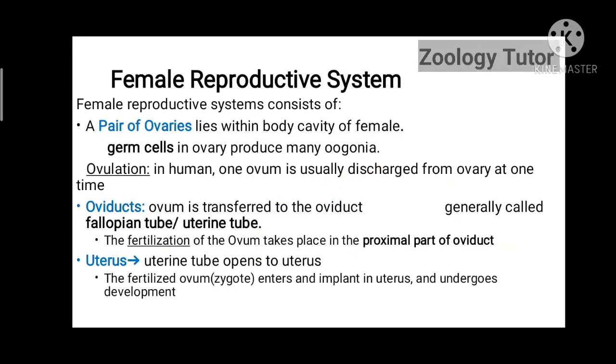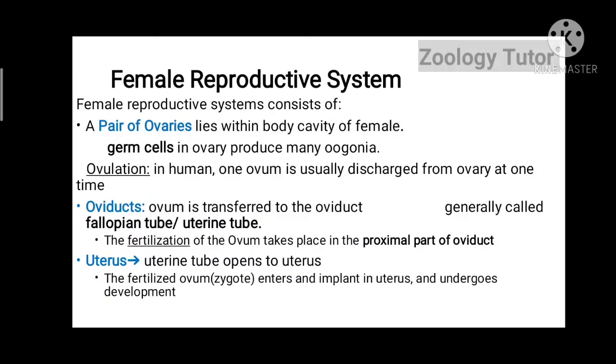Female reproductive system consists of a pair of ovaries that lie within the body cavity. You know the difference here. The testis lies outside the body in the scrotum. The pair of ovaries lies within the body cavity of female, and germ cells in ovary produce many oogonia. Ovulation is the release or discharge of the ovum. The discharge of egg is known as what? That is ovulation. And in humans, mostly only one ovum is discharged at one time.